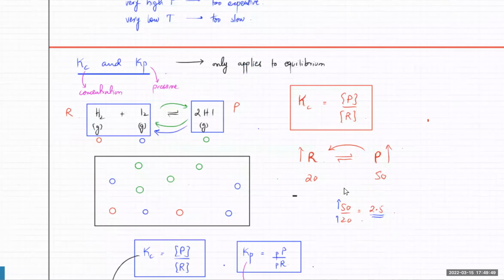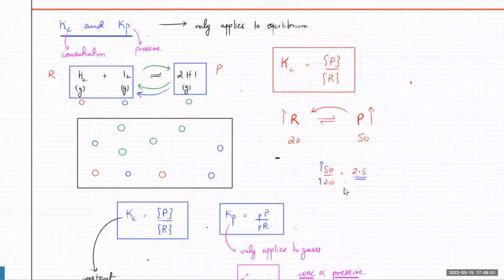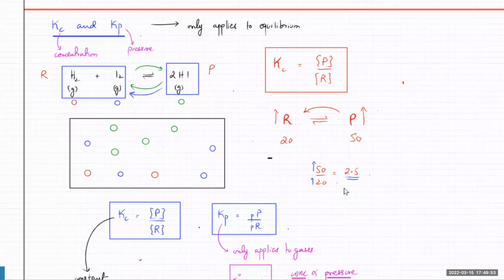Kc is... and this is important, Kc is not applicable to a reversible reaction in general. It's applicable to a reversible reaction that has already reached equilibrium. Kc is the ratio of the product concentration divided by reactant concentration. So Kc is directly proportional to products and inversely proportional to reactants.